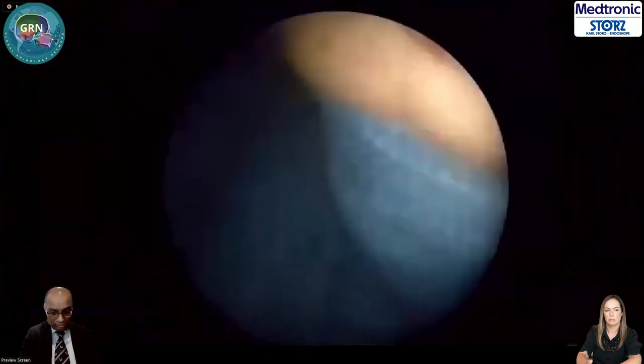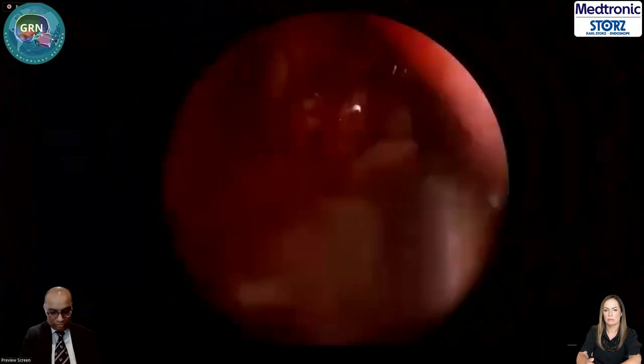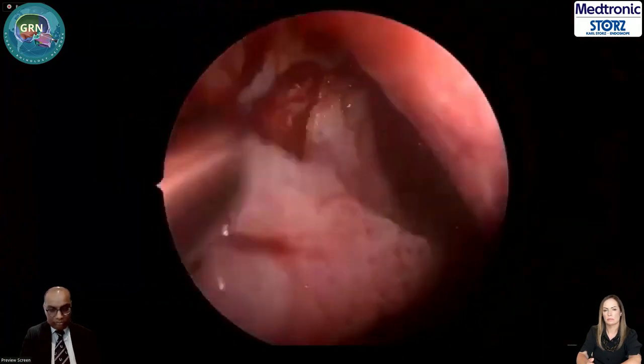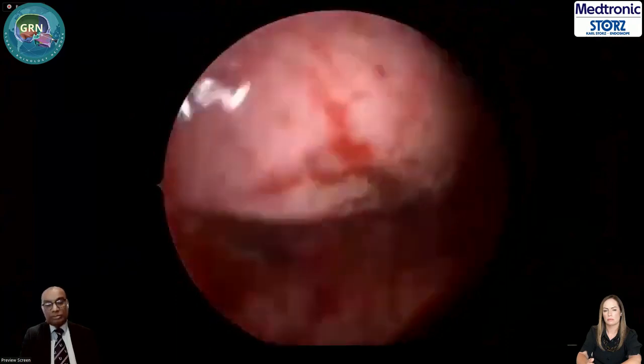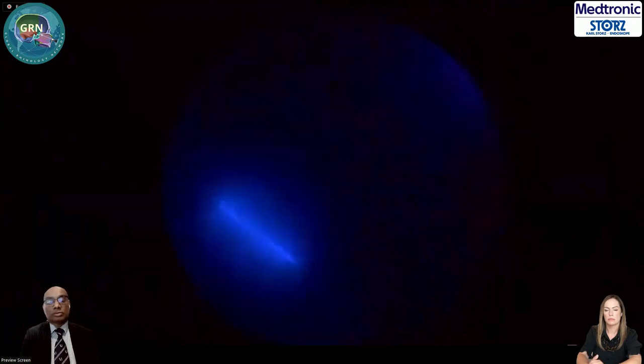No, I want to put the second stitch, but the mucosa was not strong enough, so we leave that. Okay.